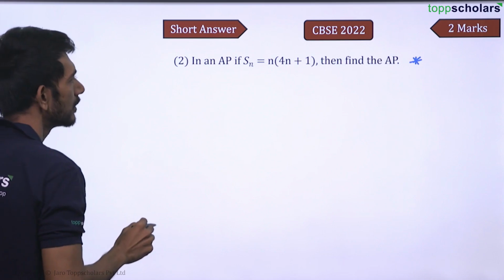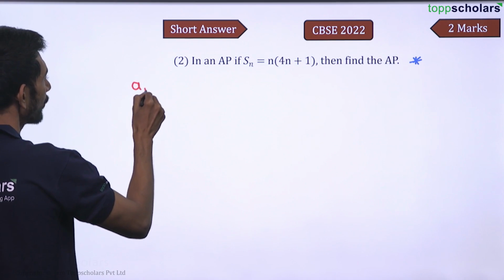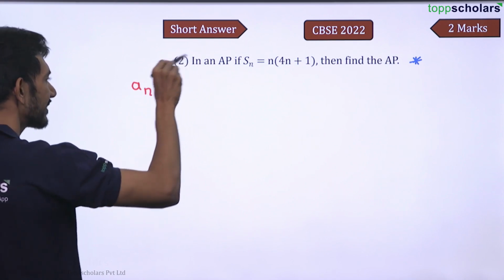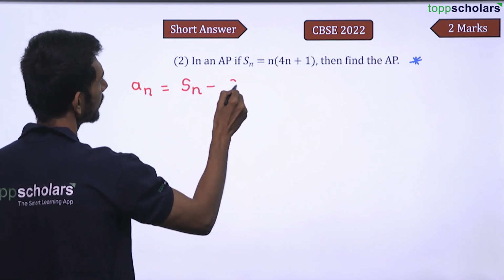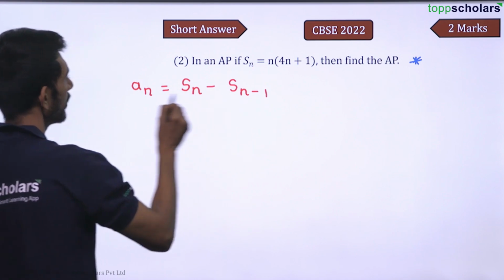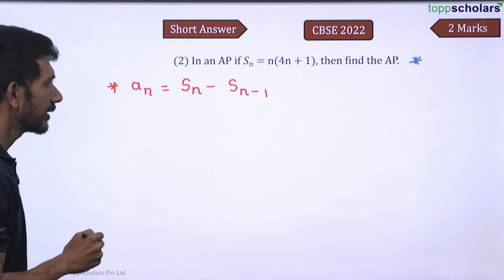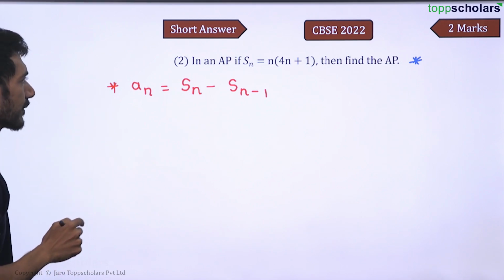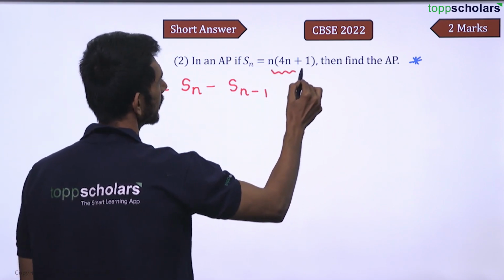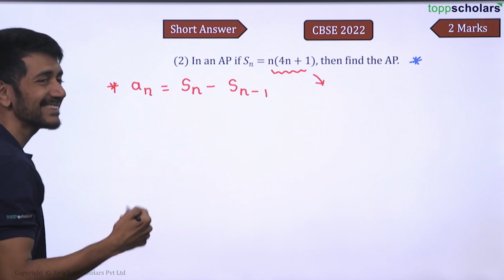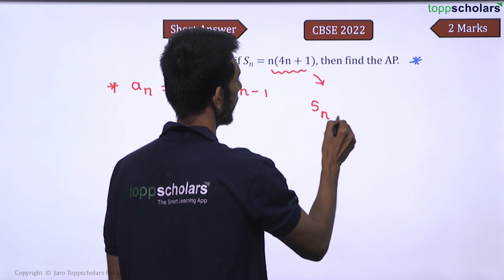Always remember, please make a note of the formula if you want. An, if we want to find out the nth term with the help of the sum of n terms, An is given by Sn minus Sn minus 1. Please make a note of this. An is given by Sn minus Sn minus 1. Sn we already have, right? Here is Sn. Can I find out Sn minus 1?